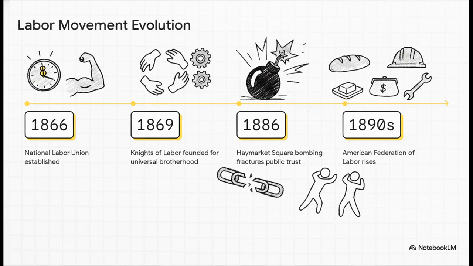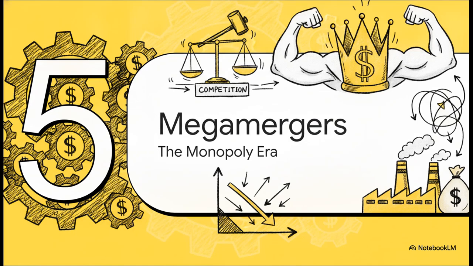This shattered the Knights of Labor, making way for the American Federation of Labor in the 1890s. The AFL was far more pragmatic. They abandoned those revolutionary dreams and just demanded bread and butter, which basically meant practical things like better wages, shorter hours, and safer working conditions. Finally, Section 5, Monopolies and Mega Mergers.